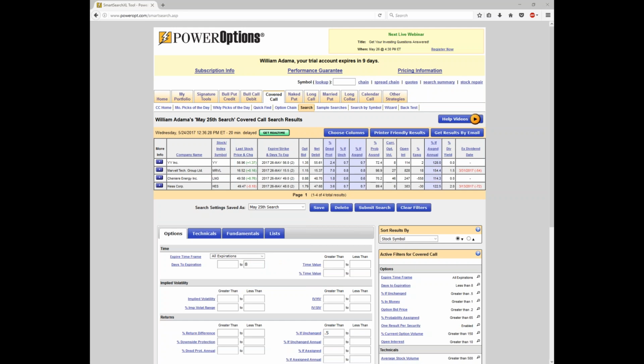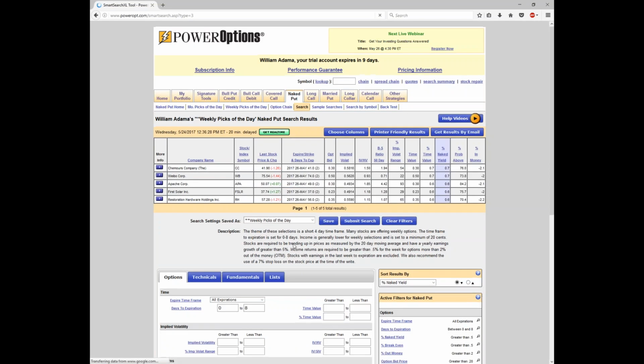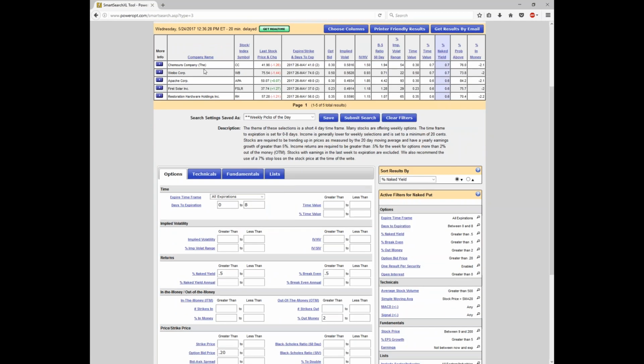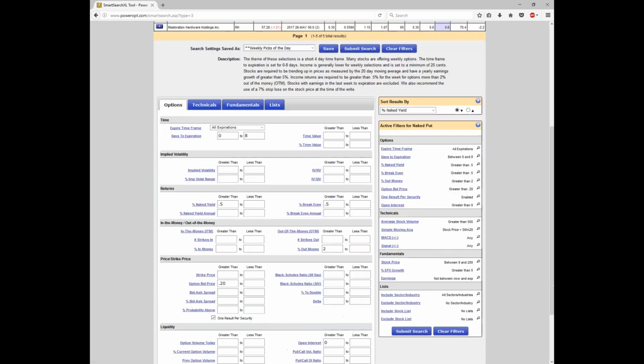Okay. Ade says, do you have any suggested filter by strategies? Well, the best answer to this question is that when you pull up a default search, I'm going to go to naked put and I'm just going to go to search. Okay. So here's a listing of 5 positions, the weekly picks of the day. Okay. What do we have over here? Similar to what we saw with the covered call, isn't it? Because they're the same strategy.